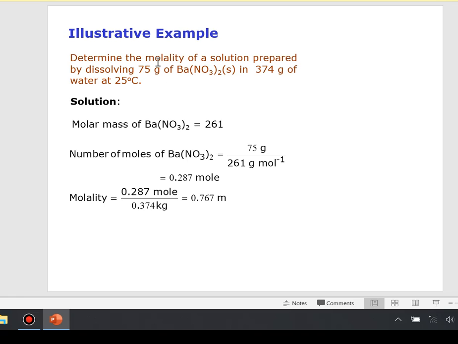According to definition, it is number of moles per kg of the solvent. Here it is given that it is dissolved in 374 gram of water. Water is the solvent, and the solvent is 374 gram. You will convert this 374 gram into kilogram. So you get this number of moles divided by the weight of solvent in kg. Then you can find out the molality. You can write here small m, and the unit is mole per kg.